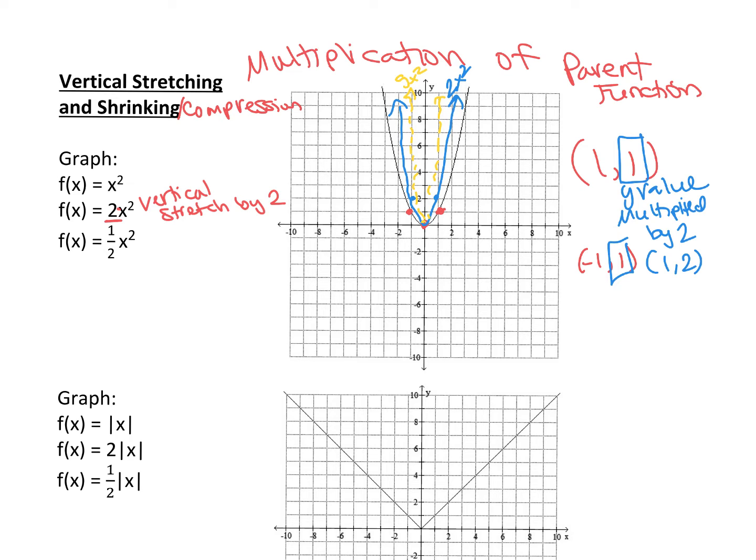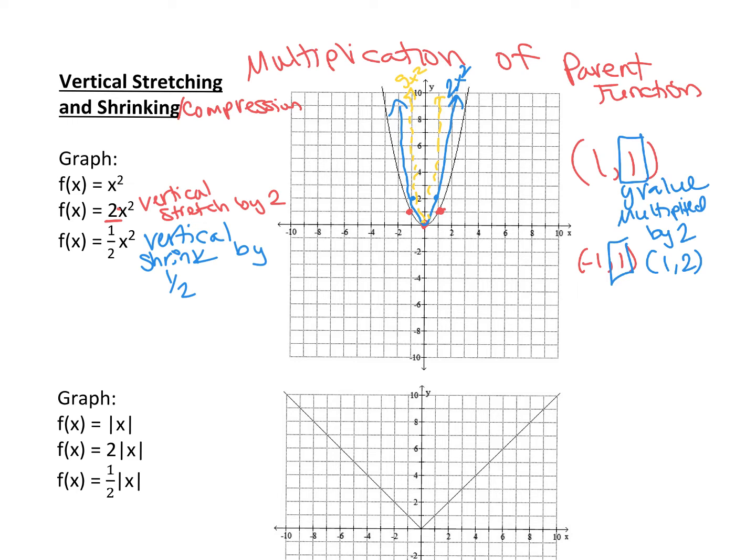If the number is in between 0 and 1, such as 1/2, then that creates what we call a vertical shrink by a factor of 1/2.